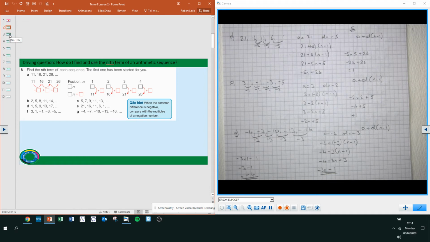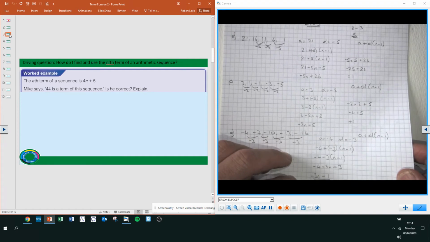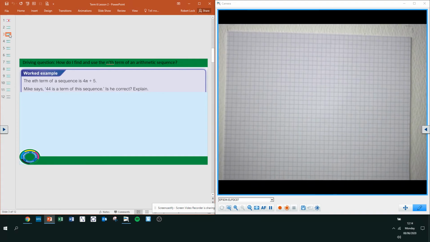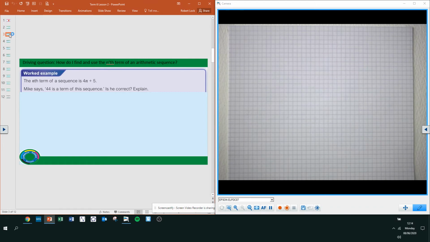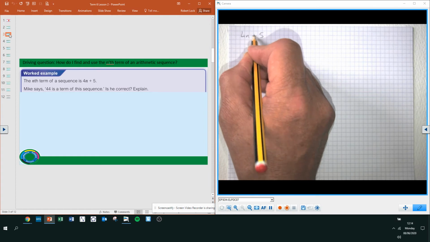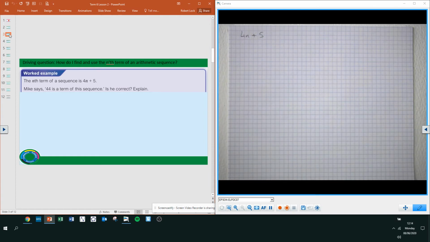Long-winded, but it works. The nth term is 4n plus 5. Mike says 44 is a term of the sequence.